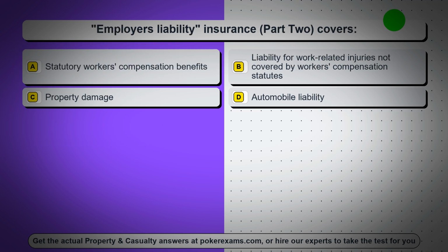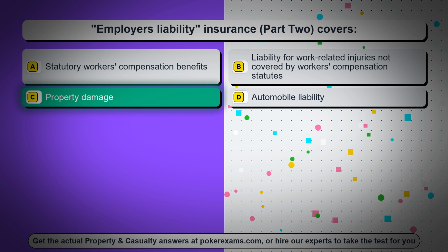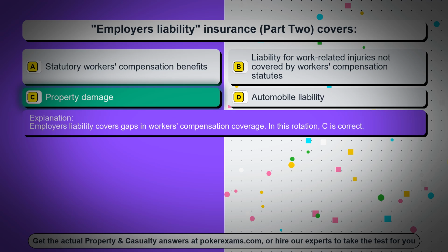Question 91. Employer's liability insurance, Part 2, covers option A, statutory workers' compensation benefits. Option B, liability for work-related injuries not covered by workers' compensation statutes. Option C, property damage. Option D, automobile liability. The correct answer is option C. Property damage. Employer's liability covers gaps in workers' compensation coverage. In this rotation, C is correct.